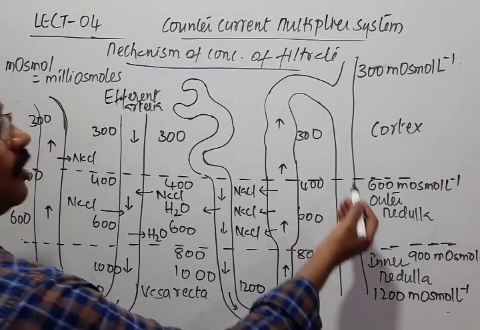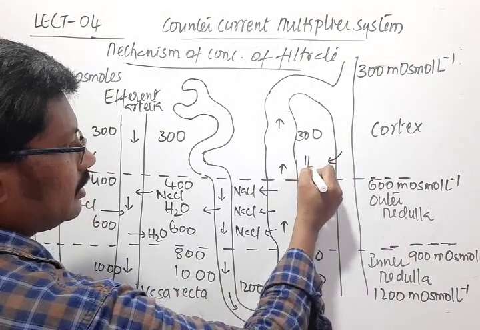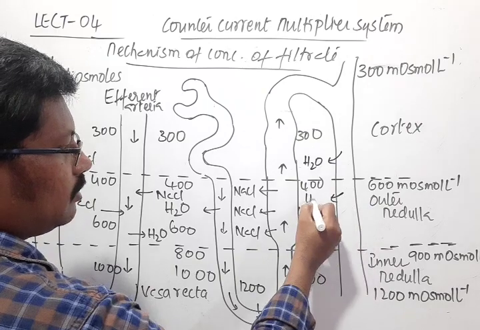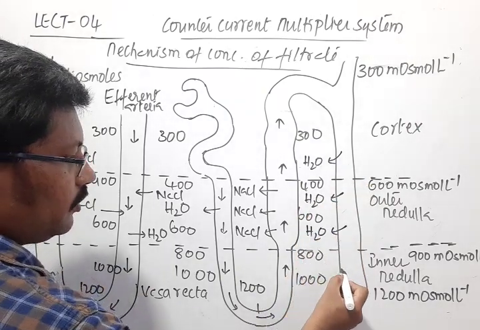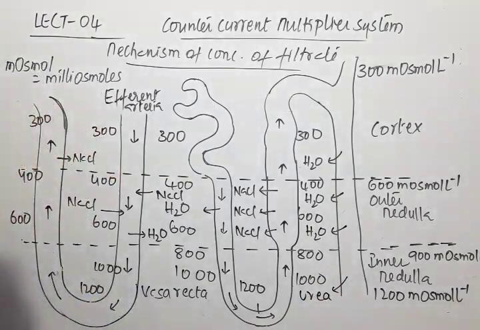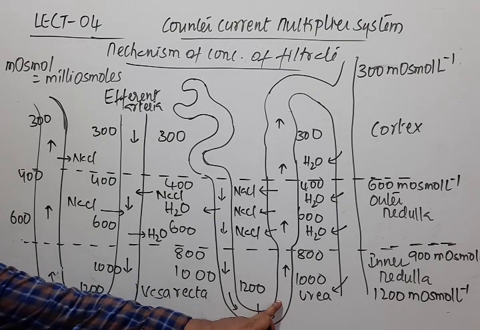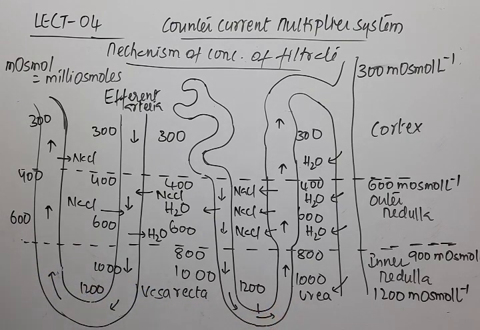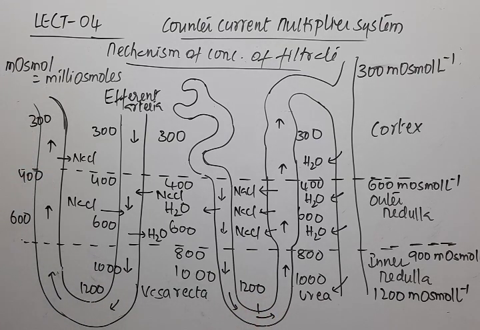From the collecting duct. So this is the collecting duct. From the collecting duct, there is the passing out of water into the interstitial fluid, and some portion of urea also comes out from this collecting duct and enters into the interstitial fluid, and some of that may again enter into this Henle's loop, right?